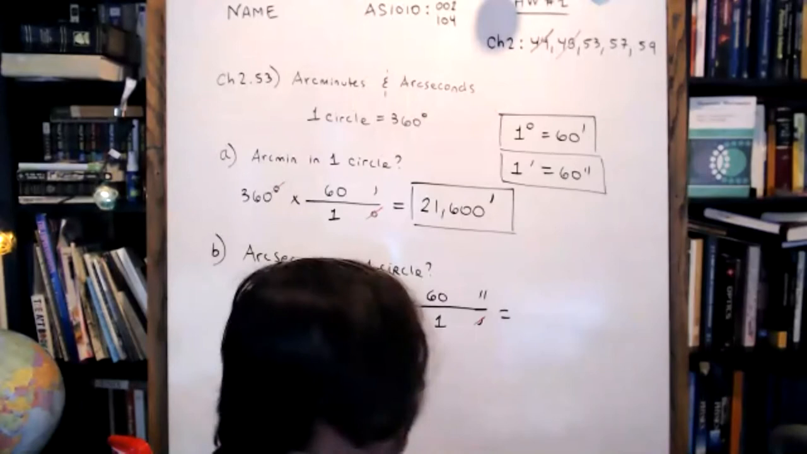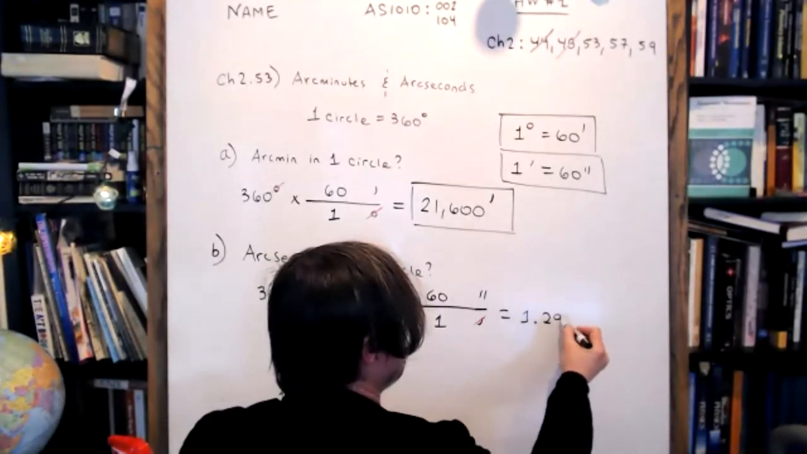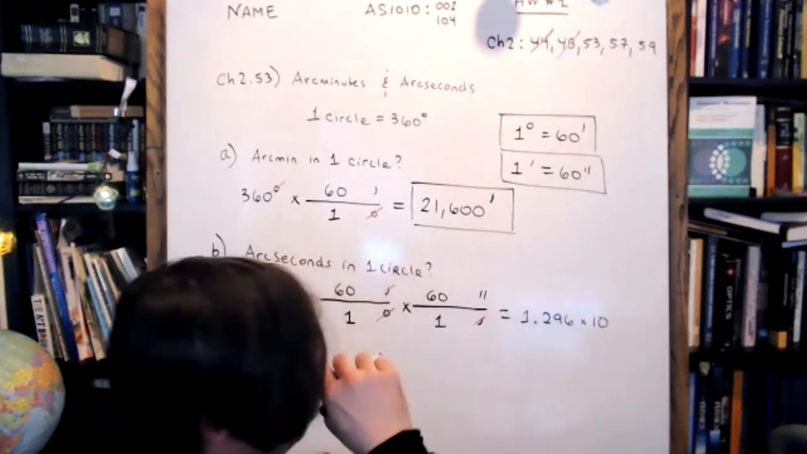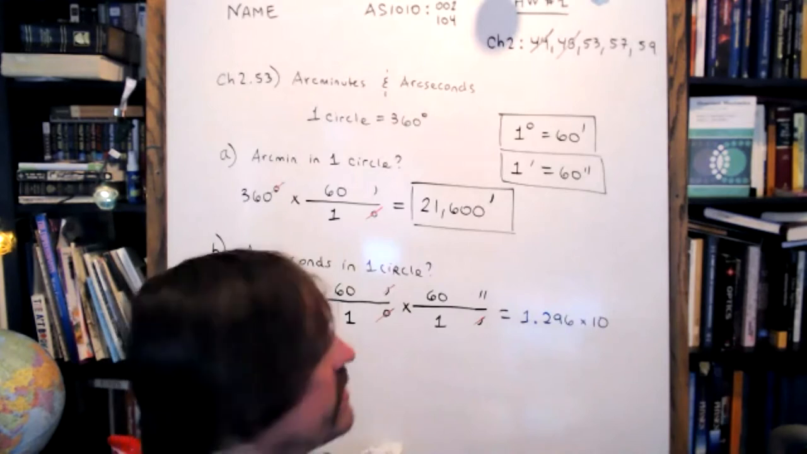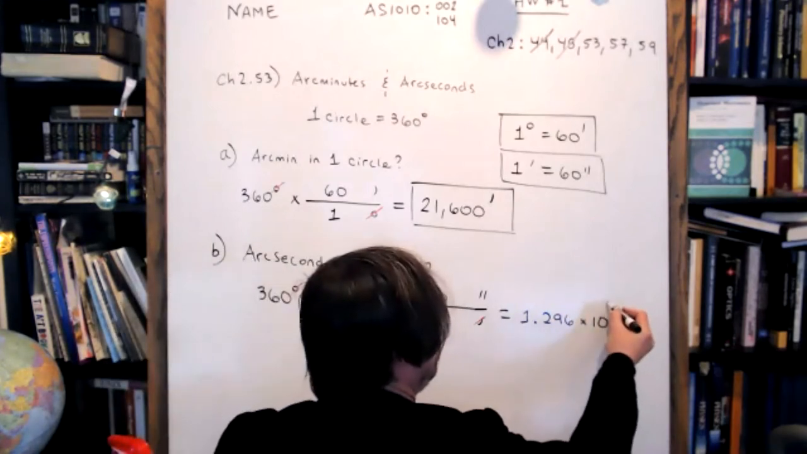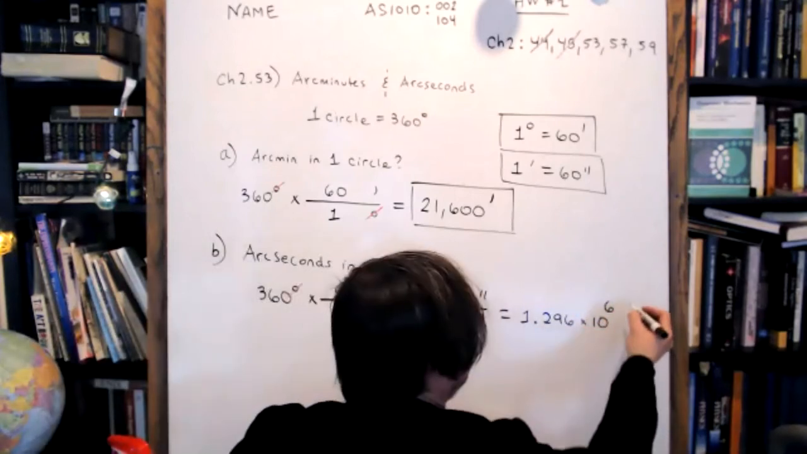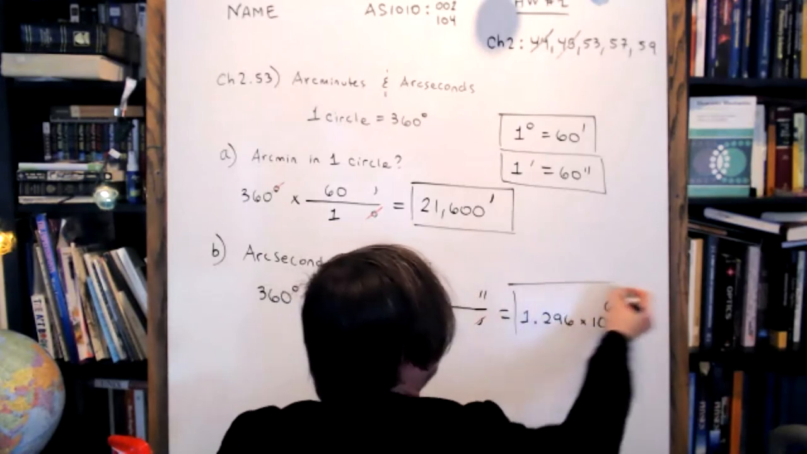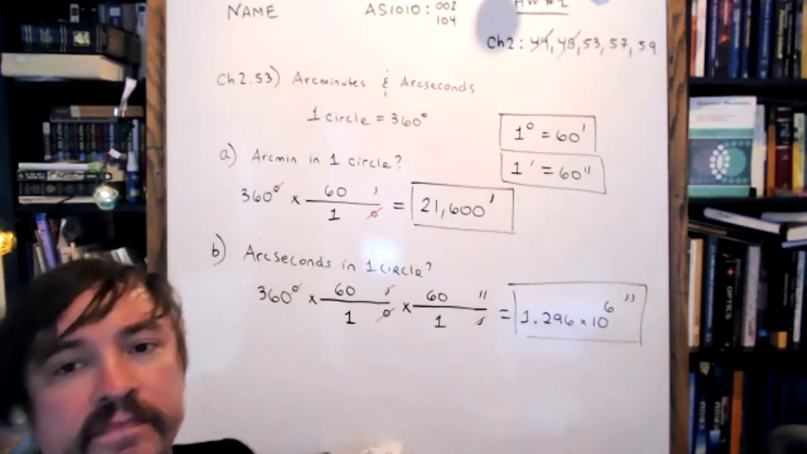Would it be 1.296 times 10 to the... okay, and then it goes 1, 2, 3, 4, 5, 6, to the 6 power. Exactly, that's a million. And then don't forget, we need to put arc seconds. Don't make it look like 611. Make sure those arc seconds look not like a number, okay? Okay. And then box it, because that's a classy move. Nicely done.